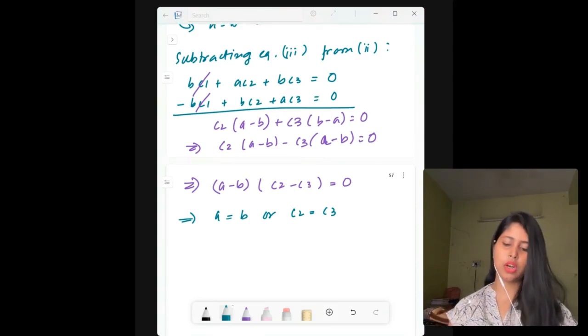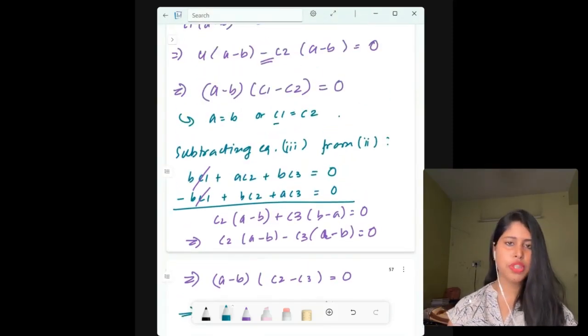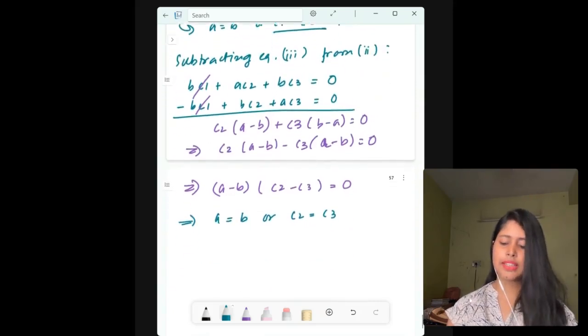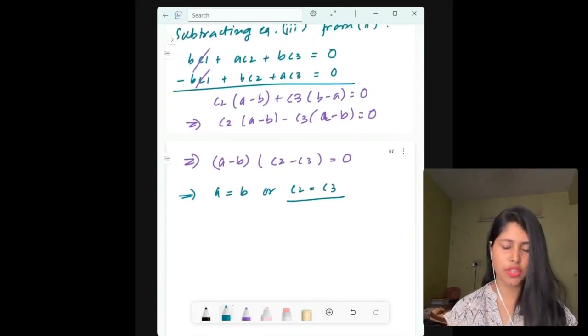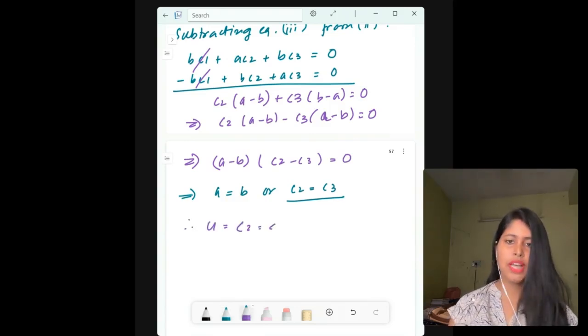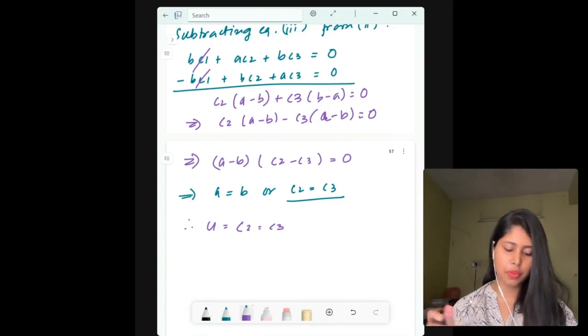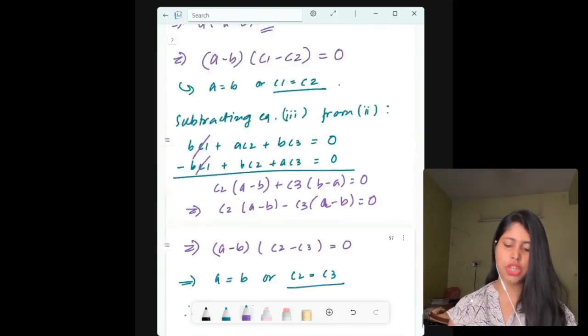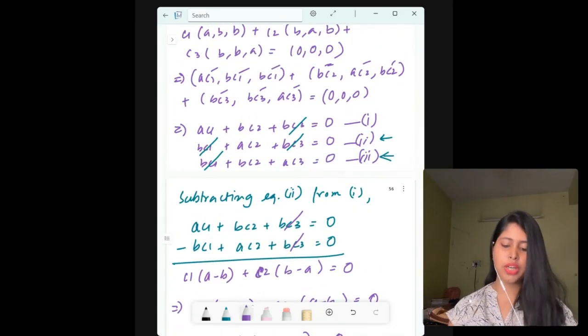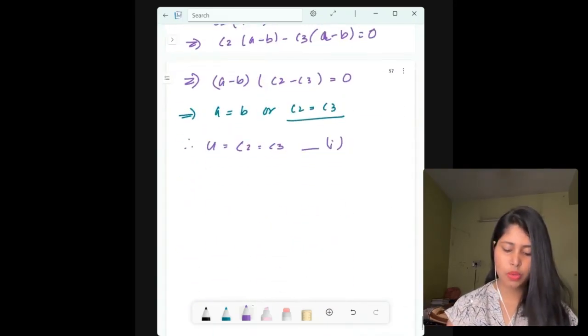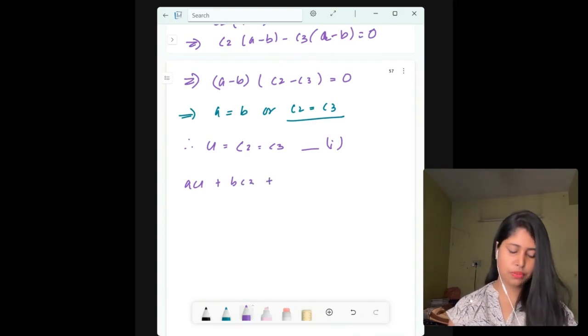Now from here you can already see that C1 is equal to C2 from the first result, and the next result is C2 is equal to C3. Then we can directly say that C1 is equal to C2 is equal to C3, and we can use this relation in another equation, right? So if I put this relation in equation number 1, what is equation number 1? AC1 plus BC2 plus BC3, right? So let us write AC1 plus BC1 plus BC1. Then what was that?